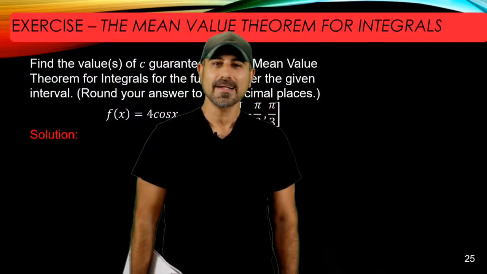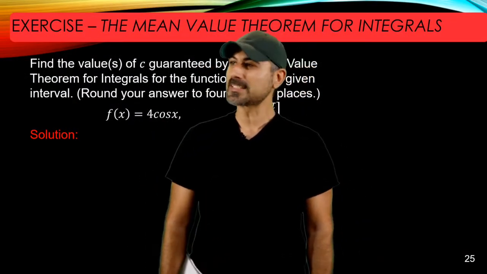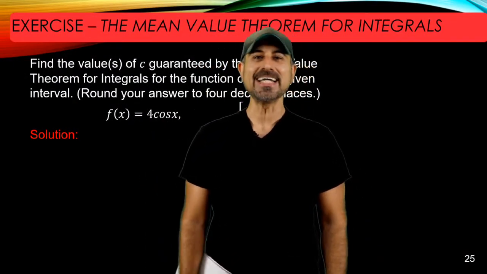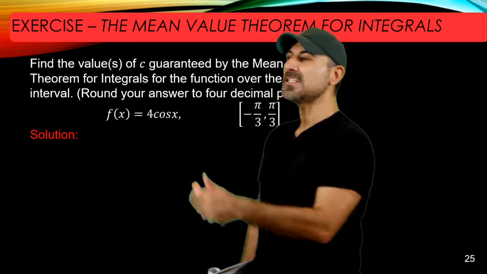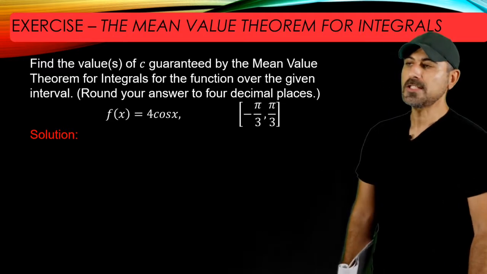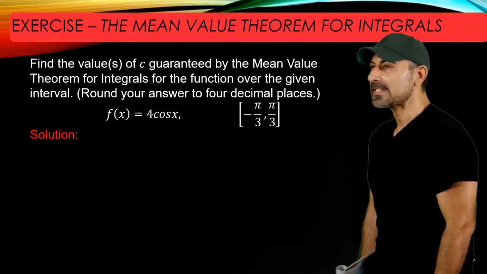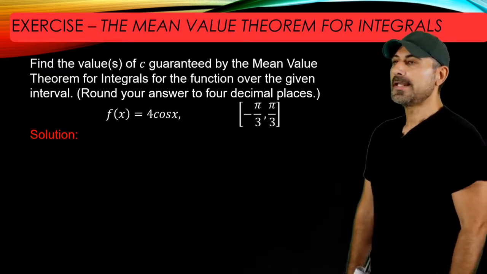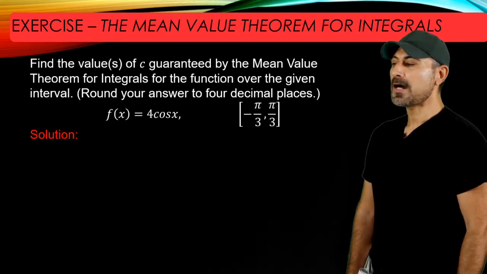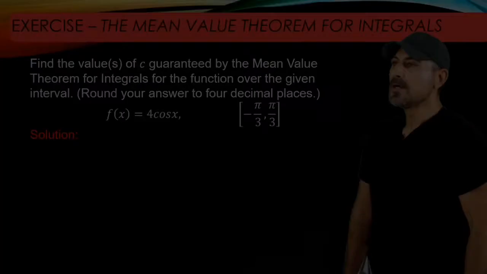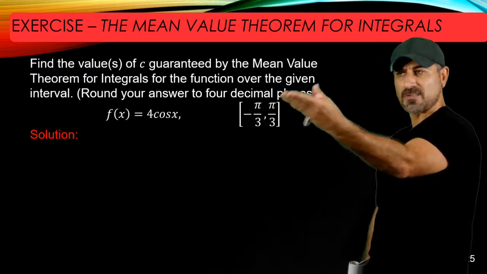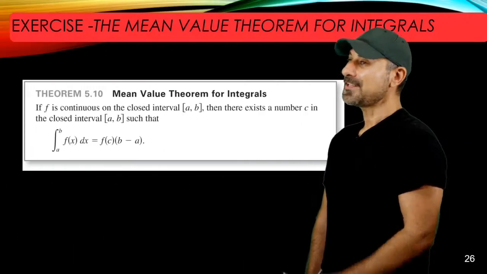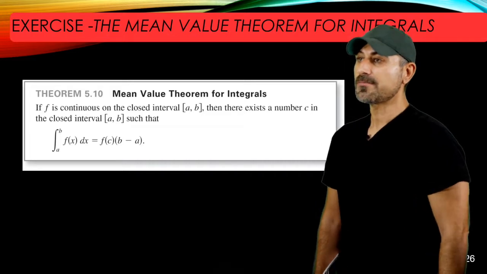Hello, welcome back. Today we're going to go over an exercise where we're going to apply the mean value theorem for integrals to the function f of x equals 4 cosine x over the interval negative pi over 3 and pi over 3. But we want to make sure that the mean value theorem is applicable for this function on the given interval.